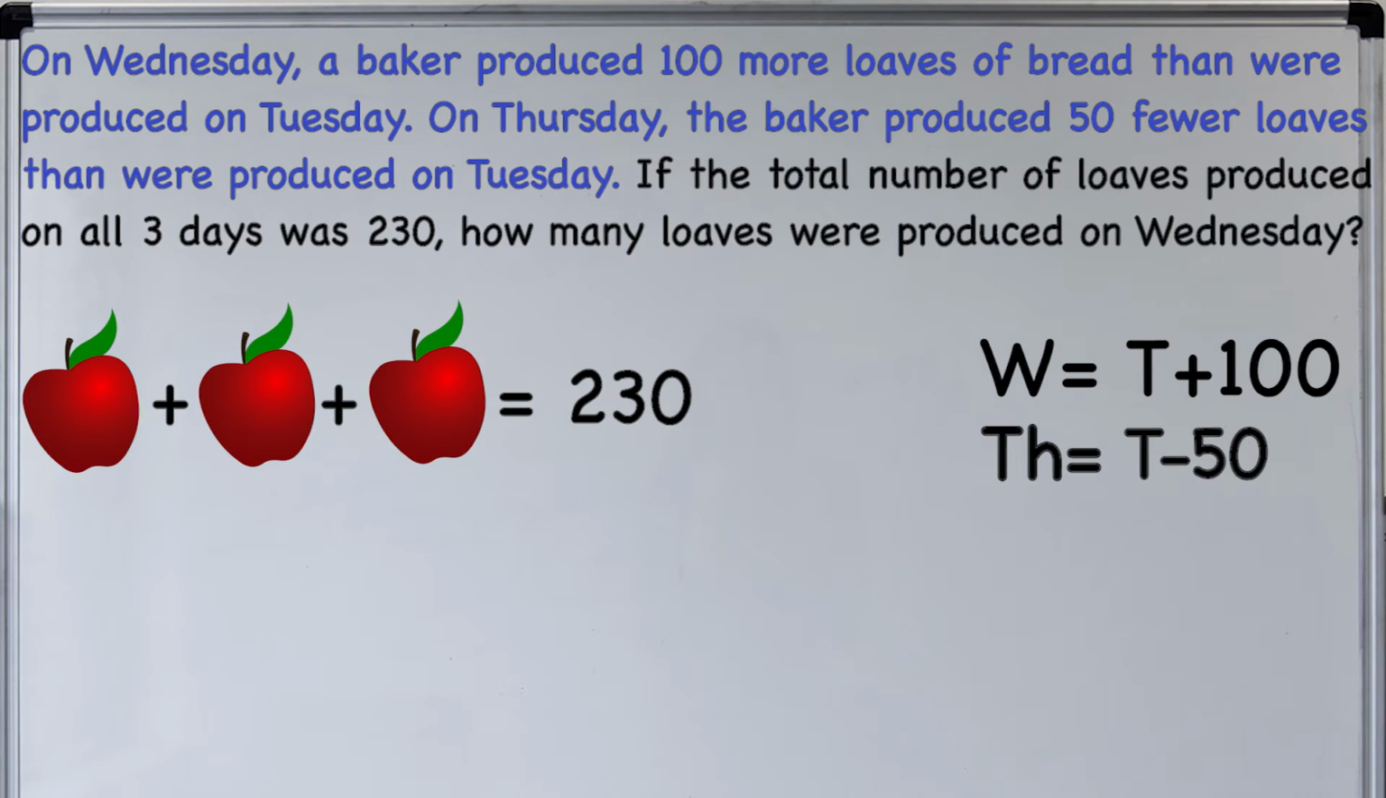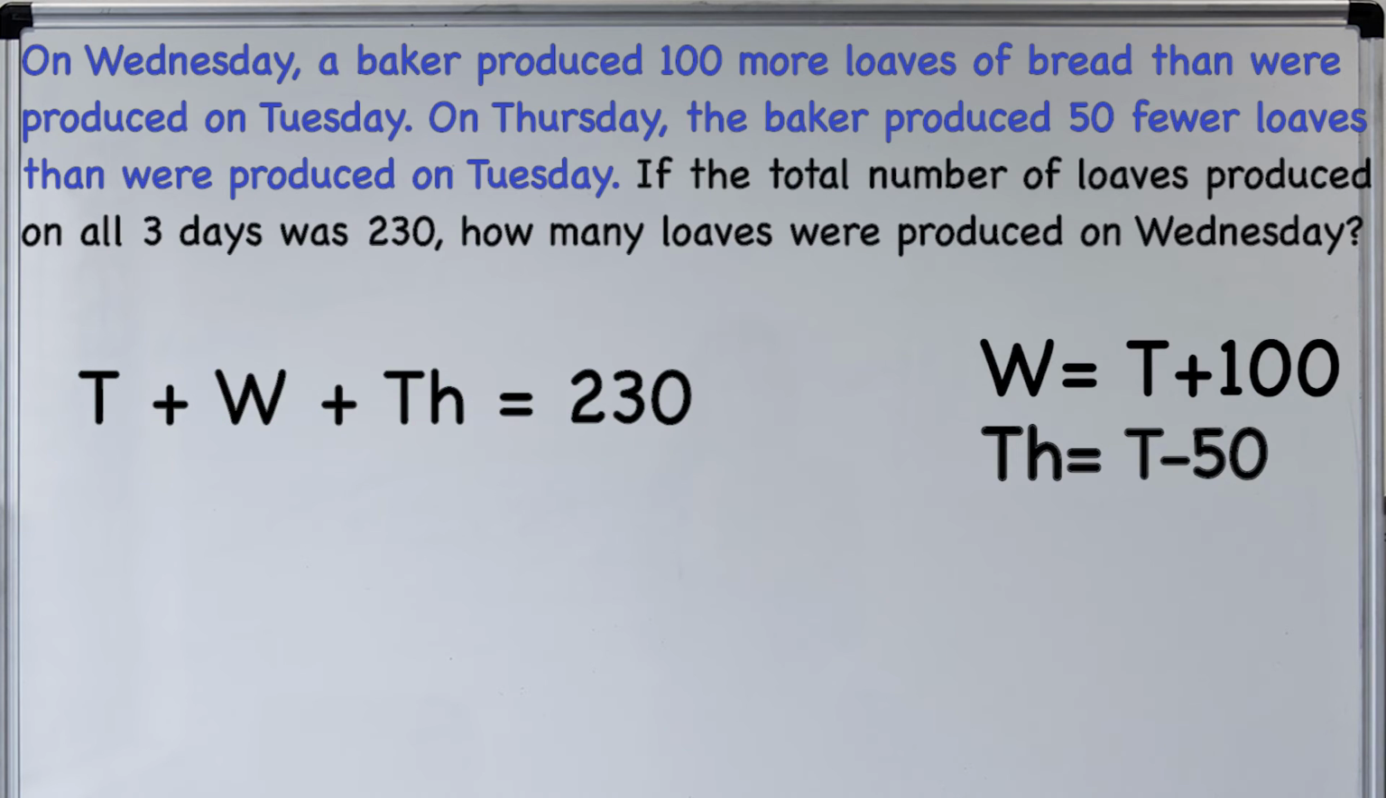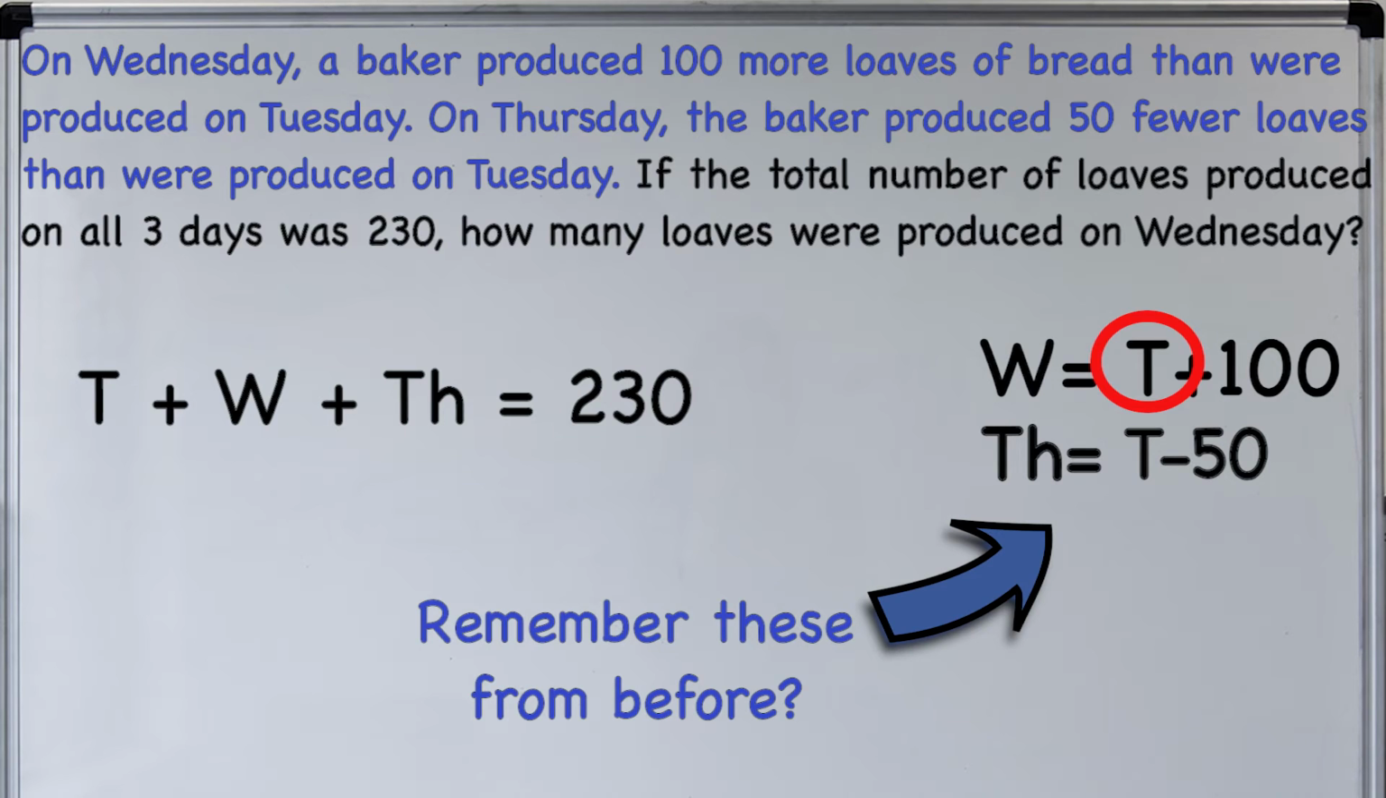So we have to take what we're building and kind of retool it a little bit. So let's look back at our raw materials. What tools do we have that we could use to build a better equation? And well, I see a lot of T's over here. We have T plus 100, we have T minus 50. So let's put everything in terms of T.